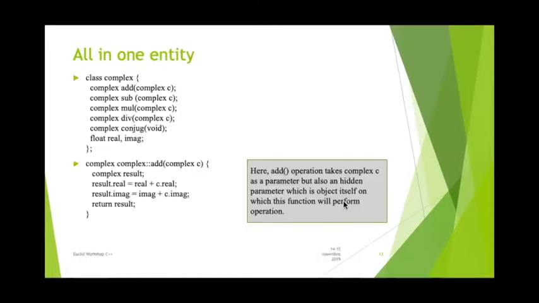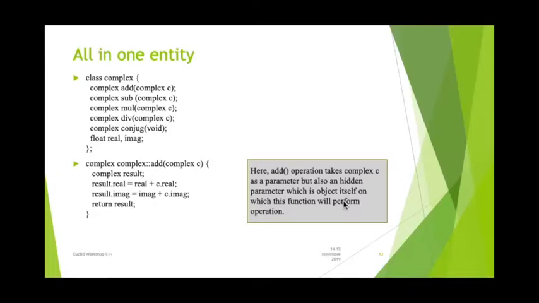So here is a similar example. Here is class complex, and we have put all the functions together: add, subtract, multiplication, division, and the data members, real and imaginary. They are all private. Now it's much shorter, and much more readable, I guess.